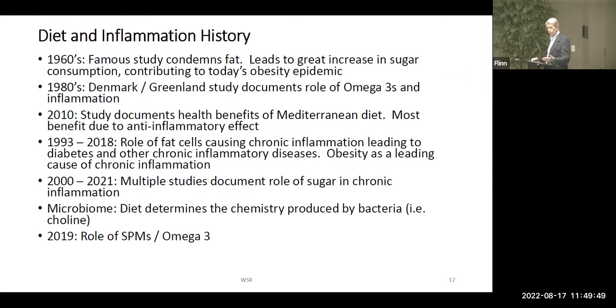Now, the problem is that this is quite complex because what this depends on is not only what you eat, but what kind of bacteria you particularly have in your gut. So this is a work in progress, and how we're going to learn to eat and deal with this has yet to be determined. In 2019 was a key finding with the role of SPMs, which we talked about earlier, special pro-resolving mediators, and omega-3.